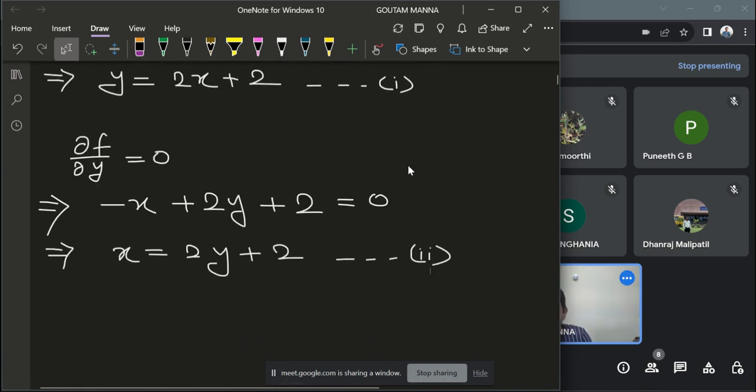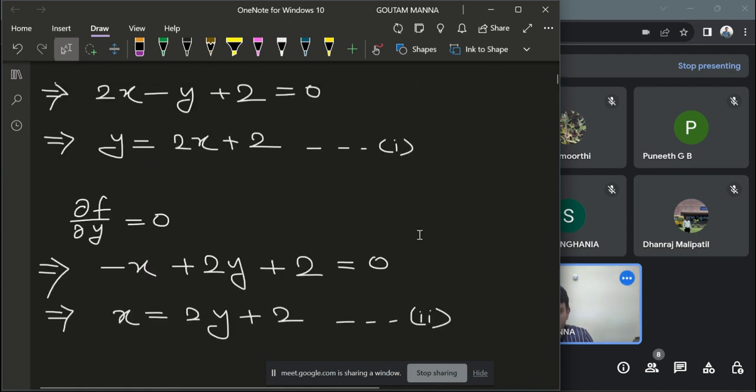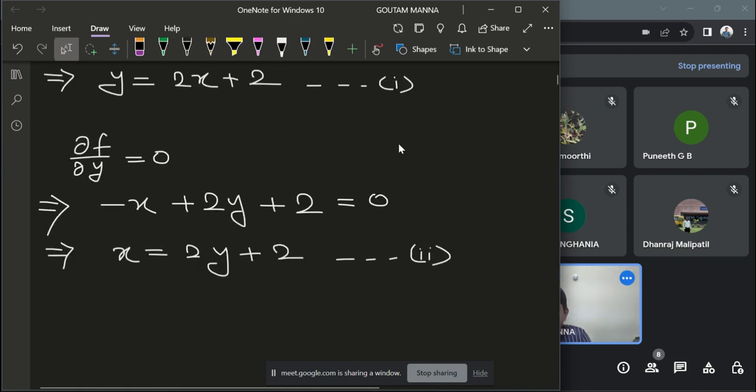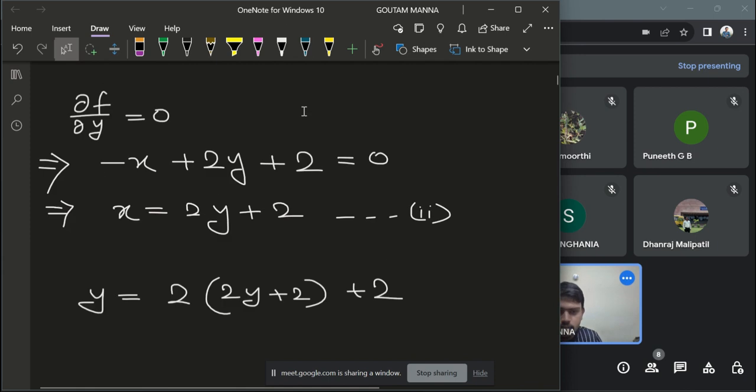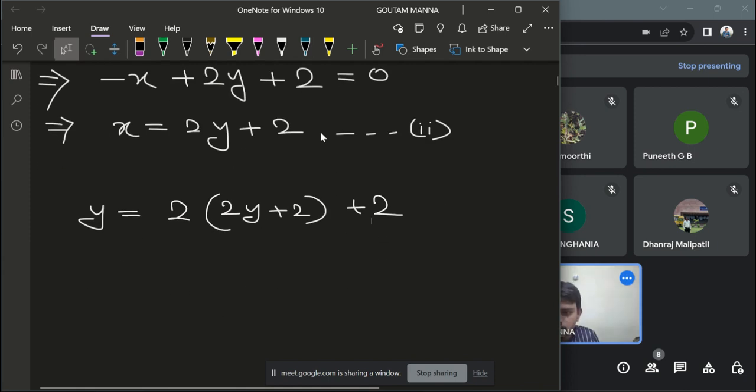So we have two equations and two unknowns x and y. Put the expression of x from equation 2 in equation 1. So it will be y equals to 2 times 2y plus 2, plus 2. So it will be 4y plus 6.